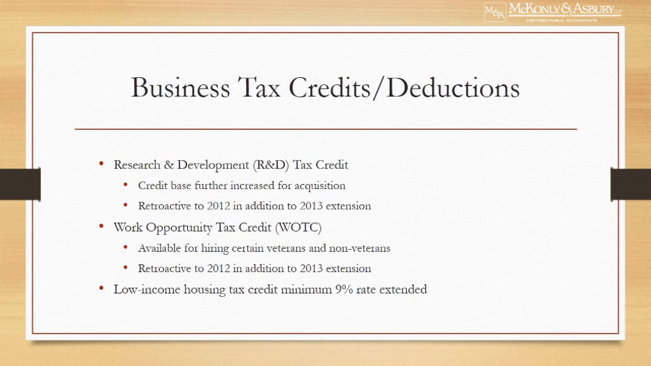Now, when I say it was retroactively extended to 2012, the entire WOTC credit was not gone after 2011. However, hiring non-veterans was no longer eligible for 2012. Only veterans. So when the act passed, it retroactively extended the credit for both veterans and non-veterans for 2012, and then continues for 2013. Lastly, the low-income housing tax credit. The minimum tax rate for that for rehab expenditures continues to be 9%.